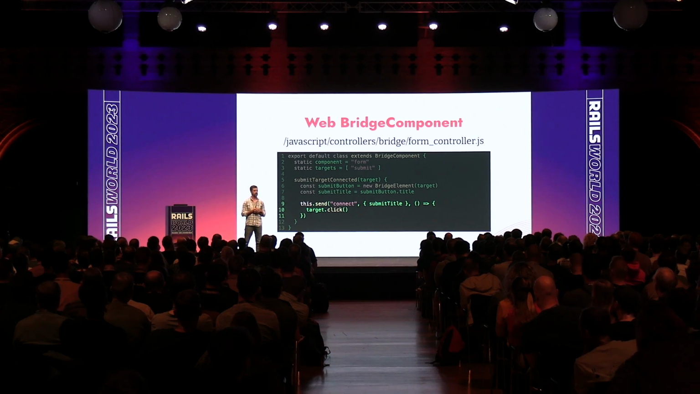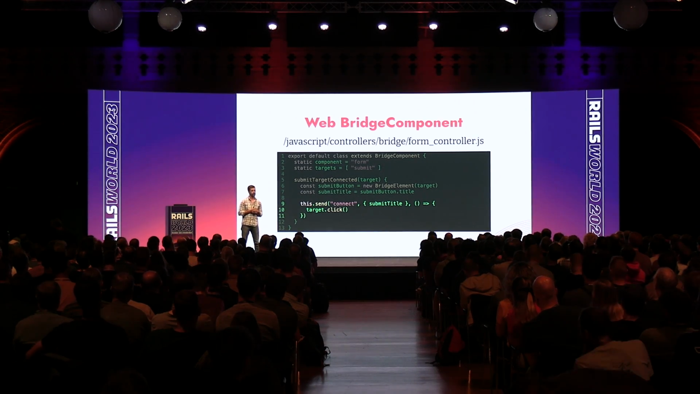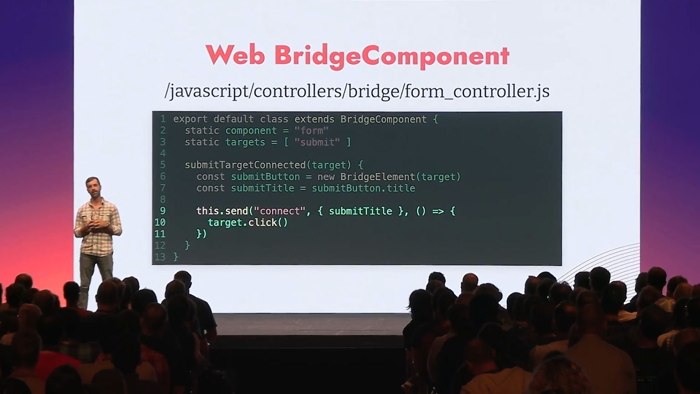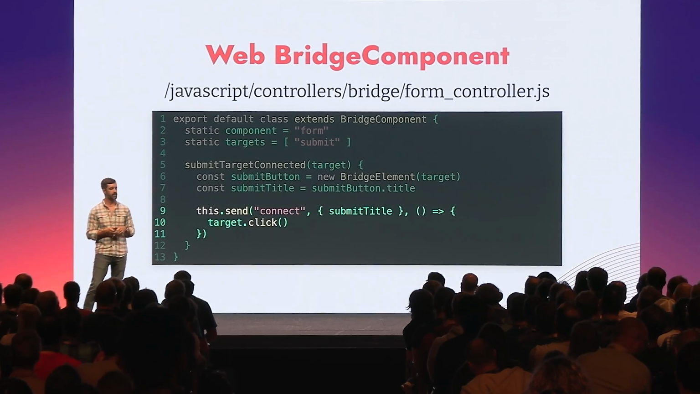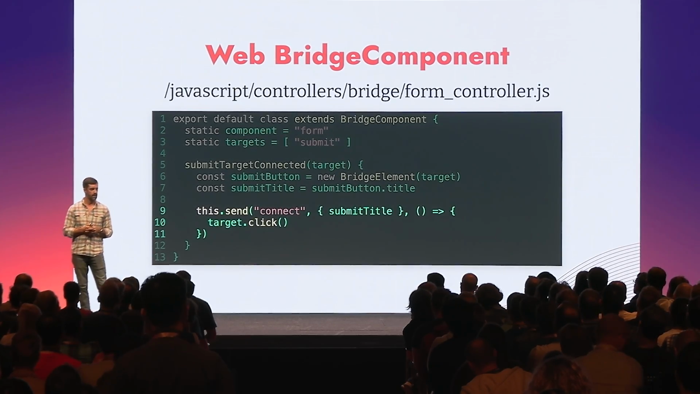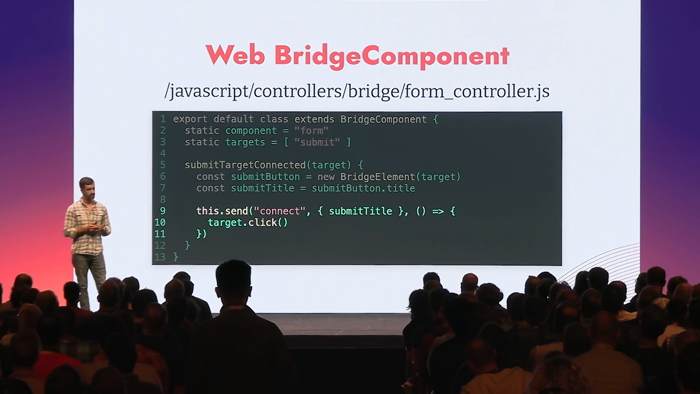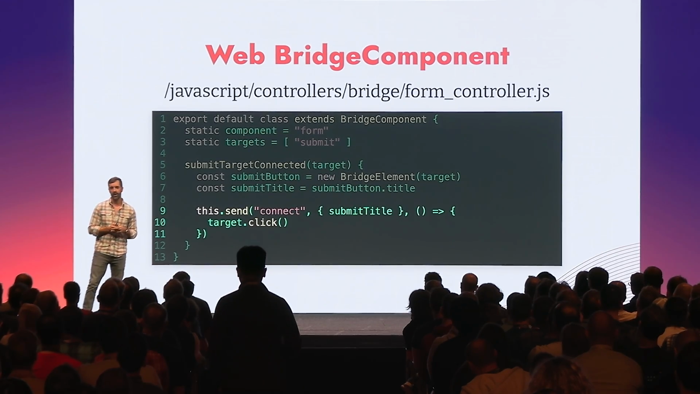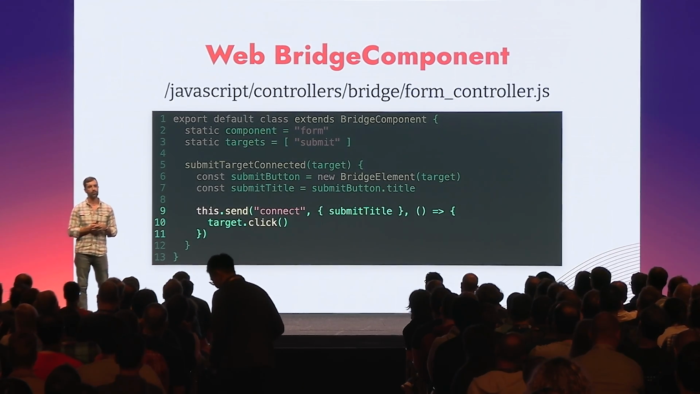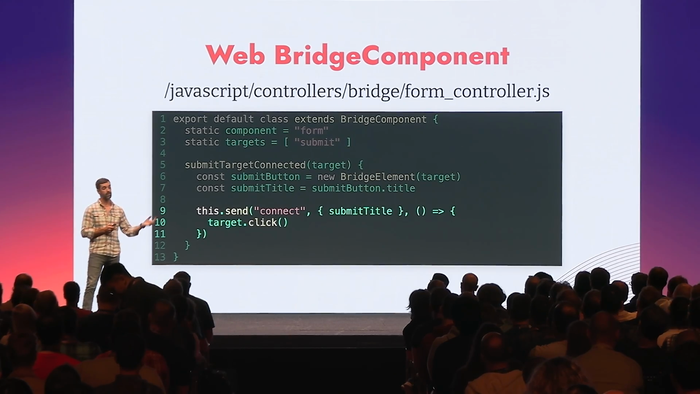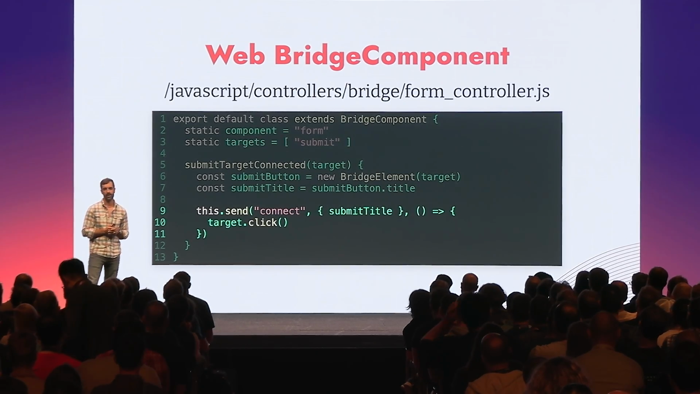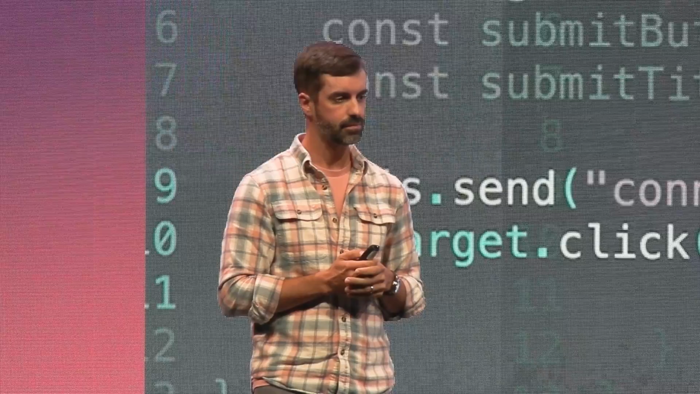The next parameter is data in JSON format. So we're going to pass along the name of the submit title to the native app. So it's the title of the submit. The third parameter is a callback. It's a callback that will get triggered when the native component replies back to the web component, and specifically back to this message that we're sending right now.